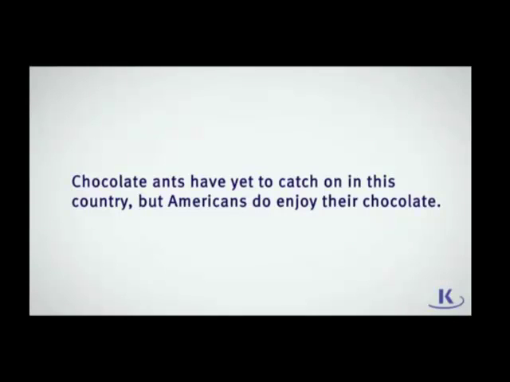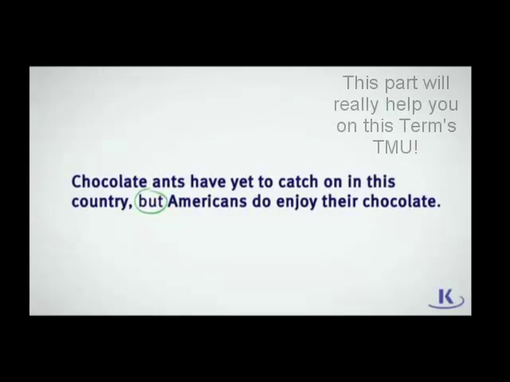What are the two independent clauses in this sentence? What is the FANBOYS word? The clauses are, chocolate ants have yet to catch on in this country, and Americans do enjoy their chocolate. The FANBOYS conjunction is but.